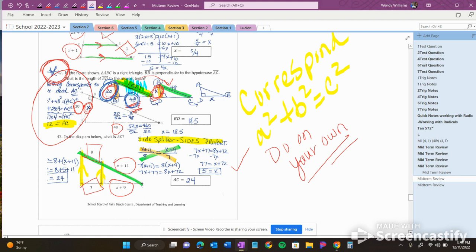Remember the one we did in class that was on the FSQ that I gave you? We had to use Pythagorean theorem twice, so they're going to give you a problem like that.